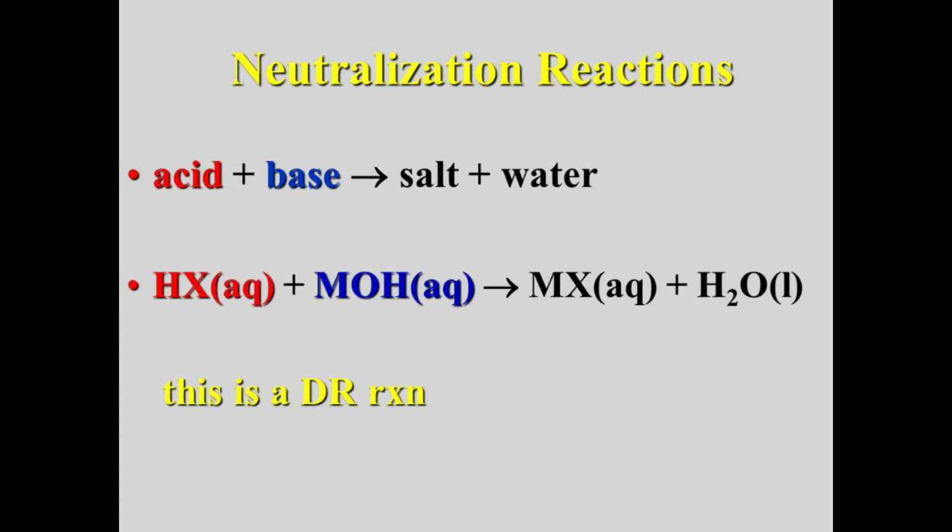Now HX reacts with MOH to give us MX, which are the two elements in this case, and water is one of the products. Now why was water formed in this case? Because the H+ ion from the acid reacted with the OH- ion of the base. That is why H+ plus OH- gives us H2O.